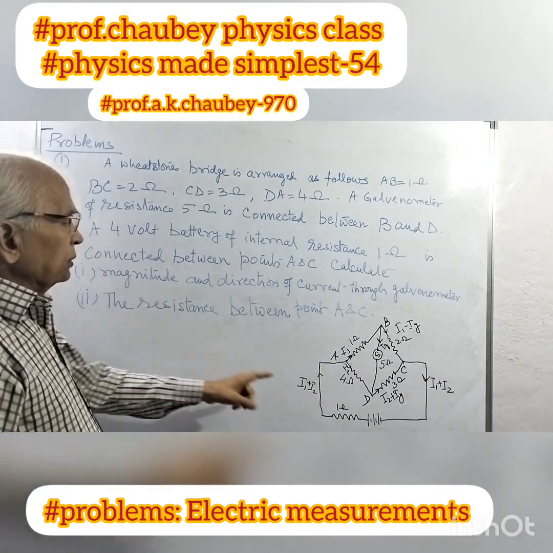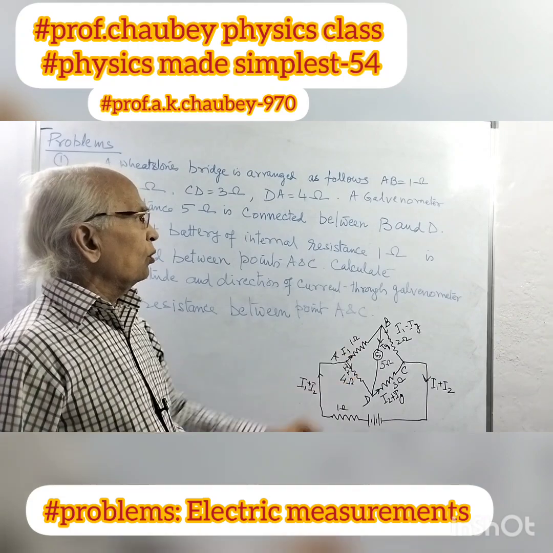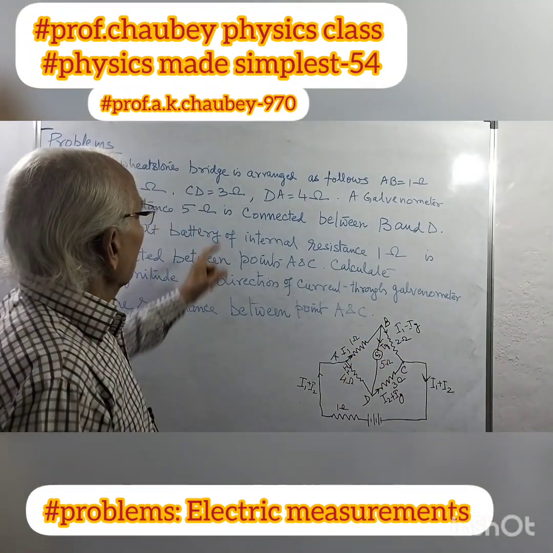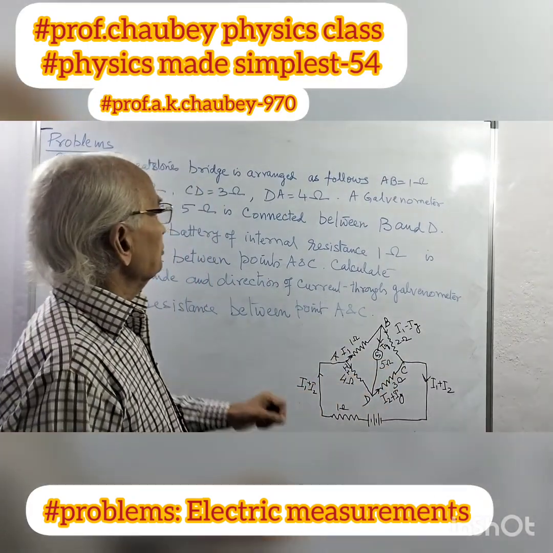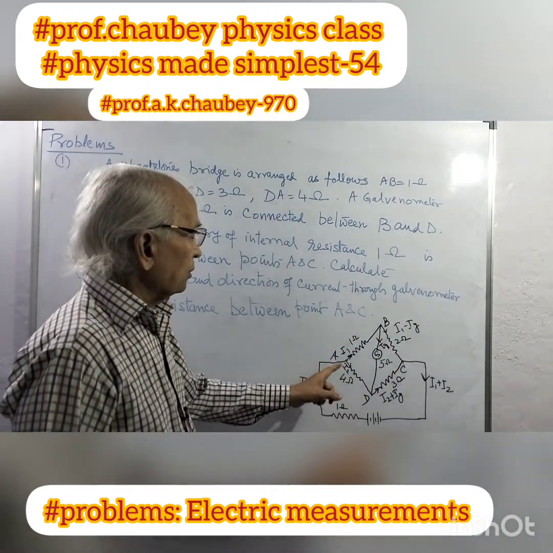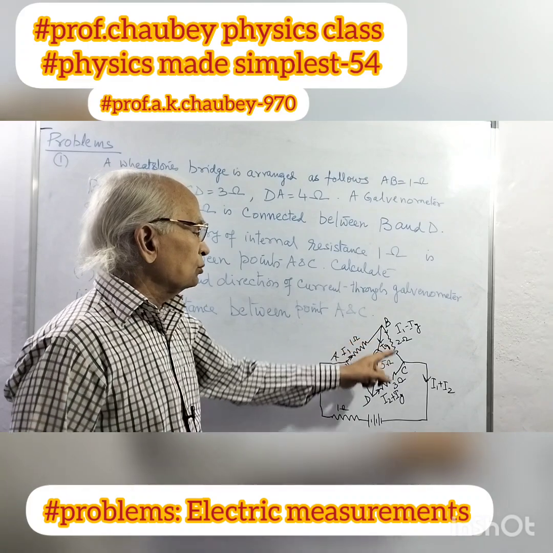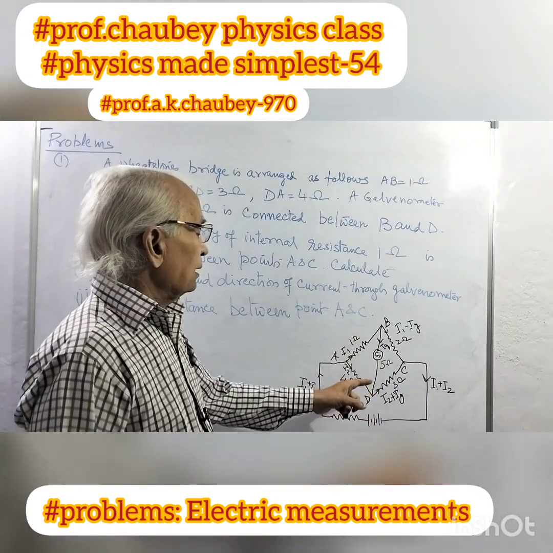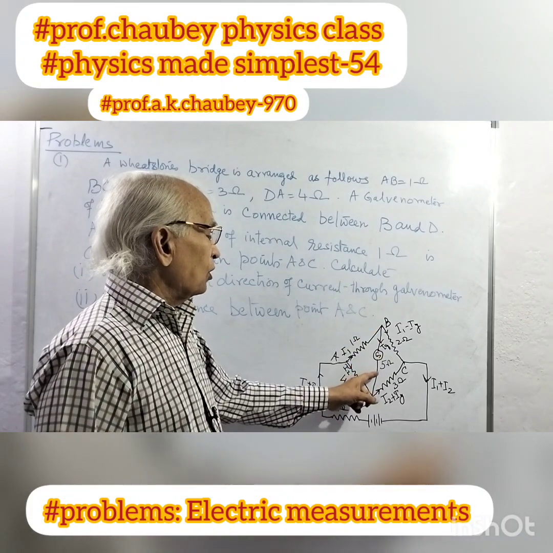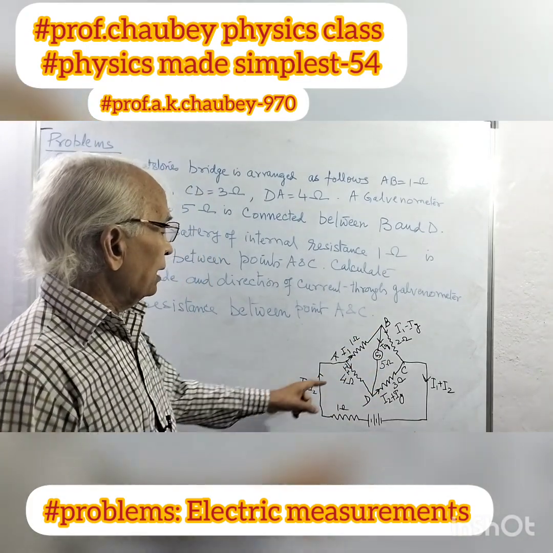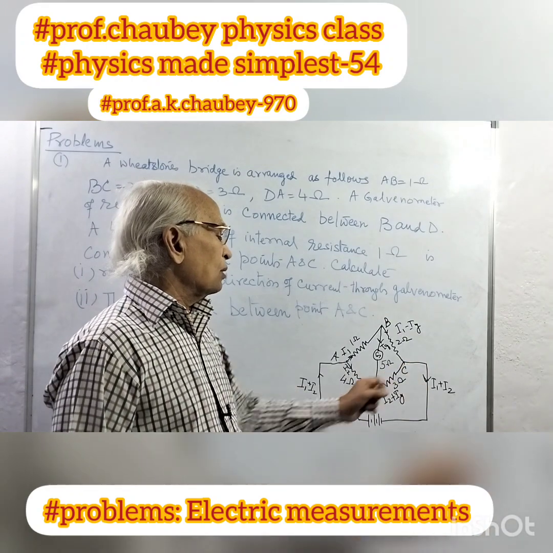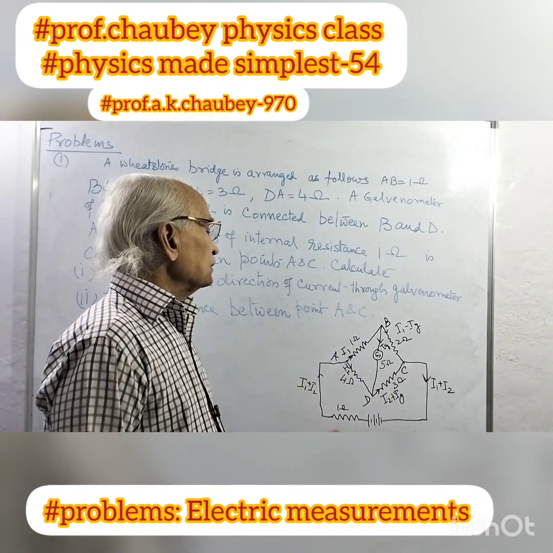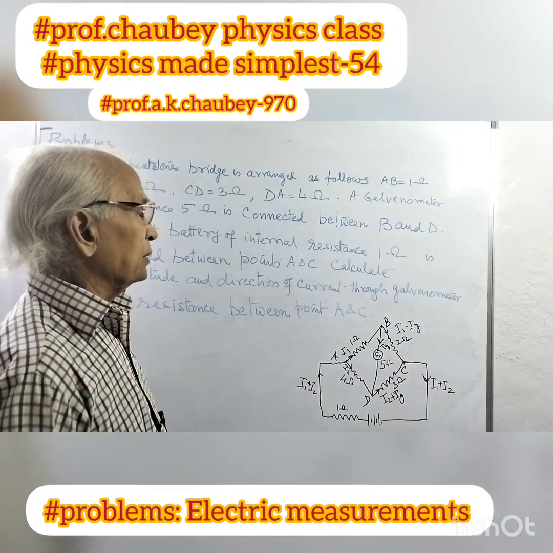AB is 1 ohm. This AB is the resistance of 1 ohm. BC is of 2 ohm. And CD is of 3 ohm. And DA is of 4 ohm. So 4 resistances, 1, 2, 3, 4 are arranged like this. And B and D are connected with a galvanometer G of 5 ohm resistance. And A and C are connected to a battery of internal resistance 1 ohm. So this is the circuit of Wheatstone's bridge.